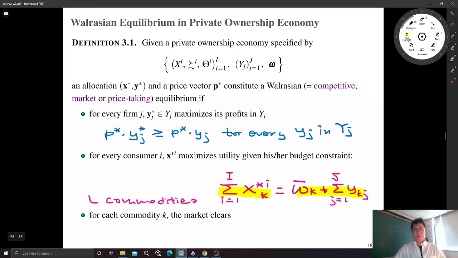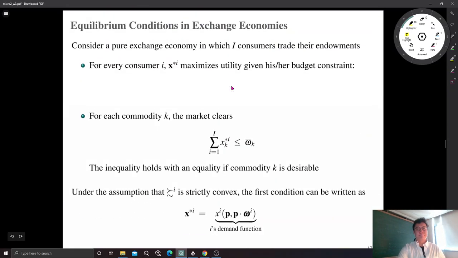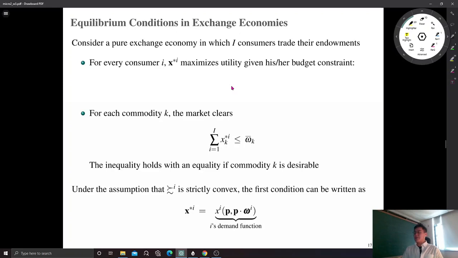So the equilibrium price is determined by this market clearing condition, because the demand schedule and the production plan depend on p. So using these total L equations, we can find the price vector p. We're going to study how to find the equilibrium price in a simple example. All right, so that is the formal definition of Walrasian equilibrium in the general framework, the so-called private ownership economy. But we start our analysis in a simple model.